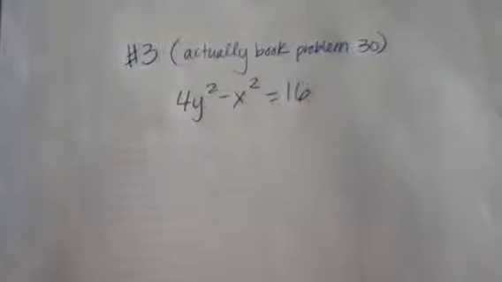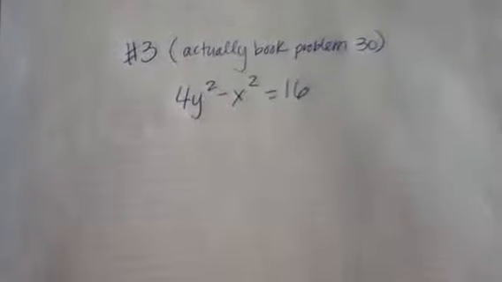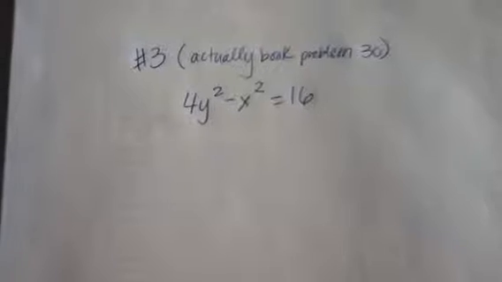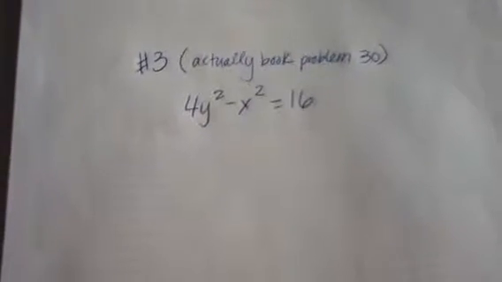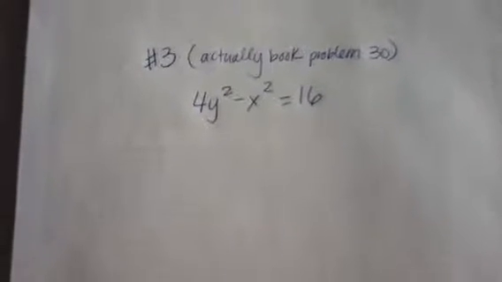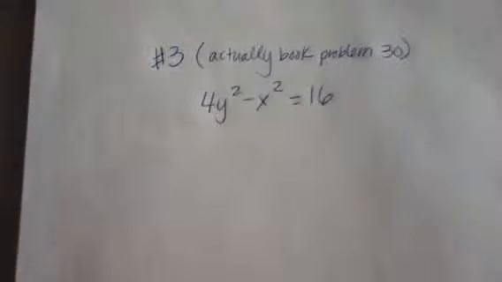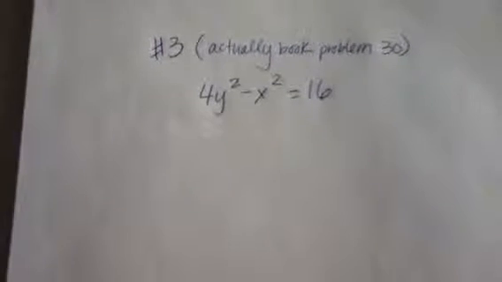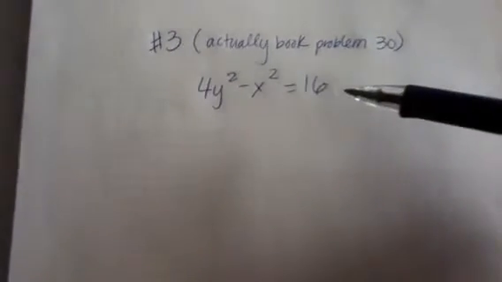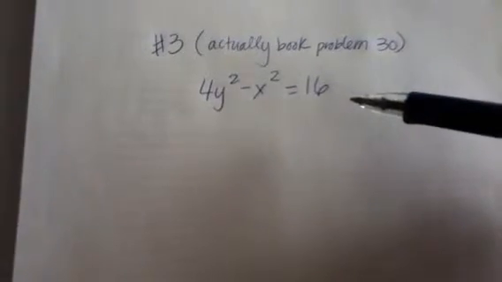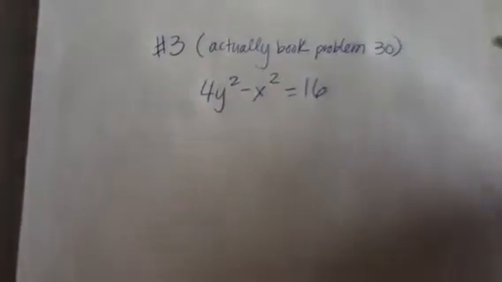Okay, for our next example, I'm actually going to do problem 30 in the book, which is similar to problems 28 and 29, or 27, 28, whichever ones were the ones that I assigned to you. This one's a little bit different, though, in that it's not yet in standard form. So the first thing we have to do is put it in standard form by getting the 1 over here on the right side. So in order to get that one, we're going to divide everything by 16.